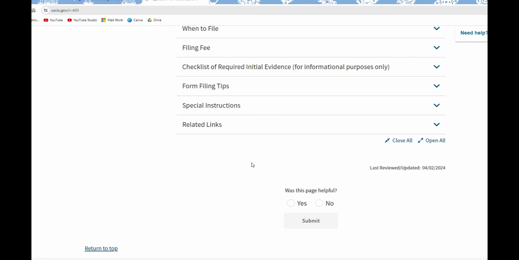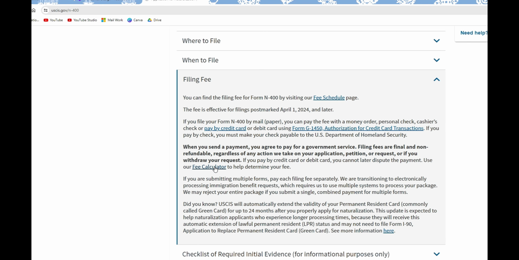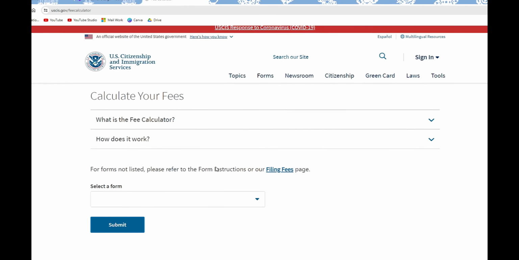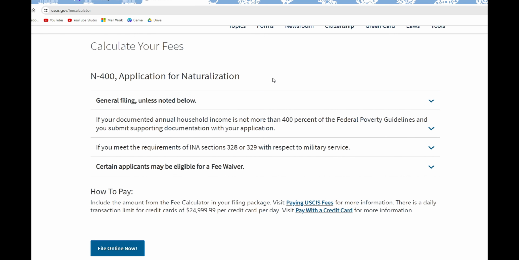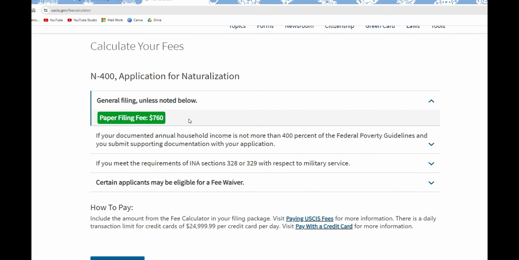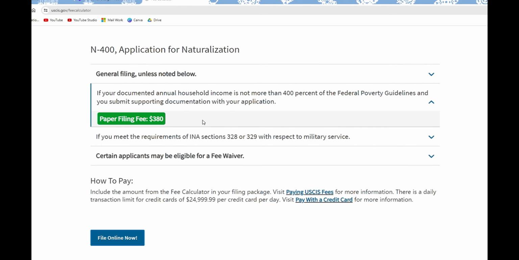If you would like to know what the fee is for this form, I always encourage you to use the USCIS fee calculator. Find the form here, and what kind of applicant you are. So general filing, this is your fee. And there is a $50 discount for those of you who are filing online. If you are applying for a fee reduction, this would be your fee.